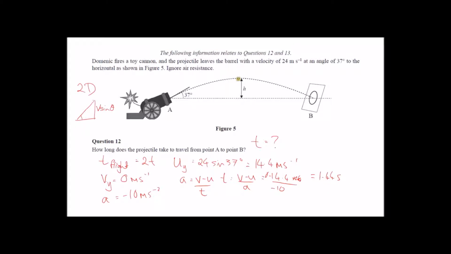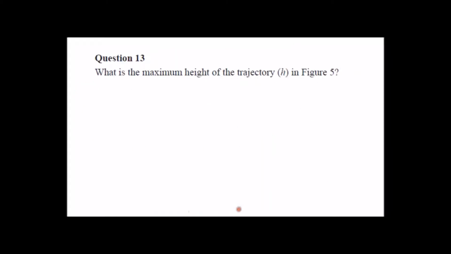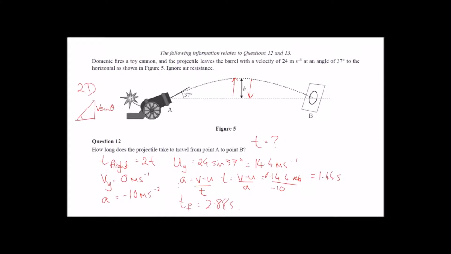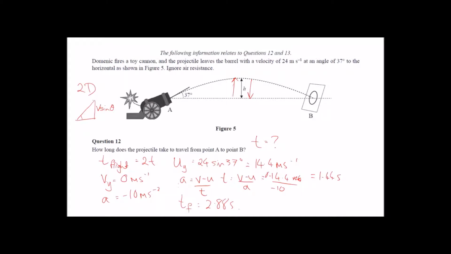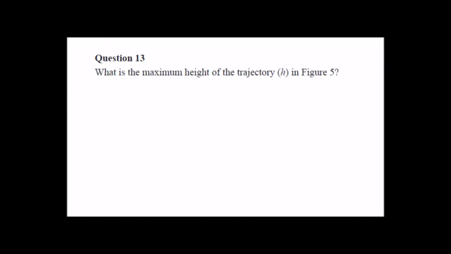Now this is the time to go up, which means we need to think about the time to go down. So the time of flight is 2.88 seconds. Now the next thing, the maximum height of the trajectory h in figure 5. So we're only thinking about half the motion here. We don't need to think about what happens in the 2.88 seconds, but it's the 1.44.